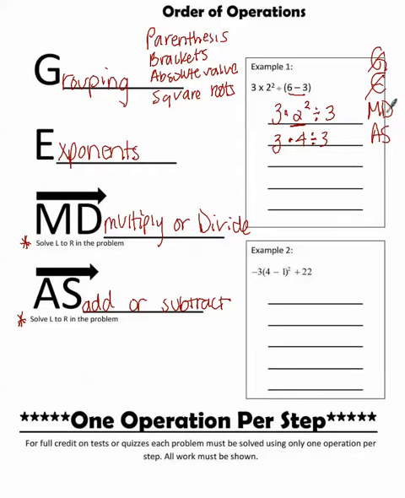Next, I'm going to multiply or divide, working from left to right. From left to right, multiplication came first. 3 times 4 is 12. So then you have 12 divided by 3, which is 4. Circle your final answer. And there is no adding or subtracting.